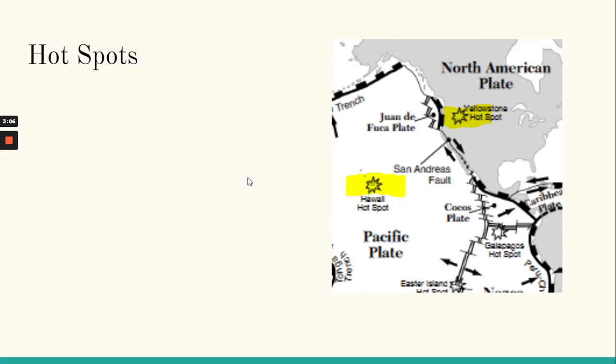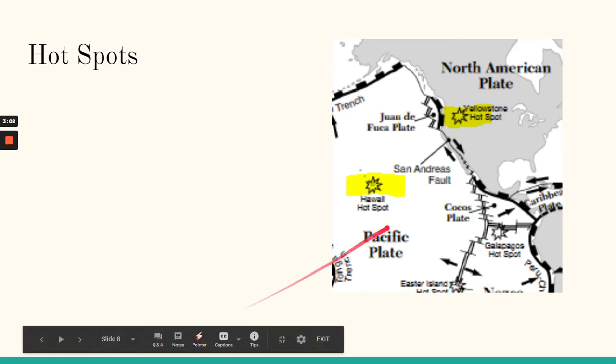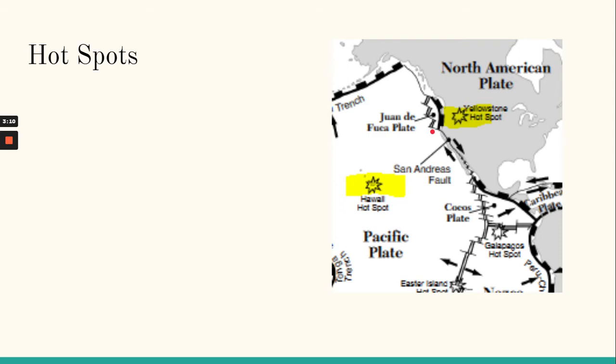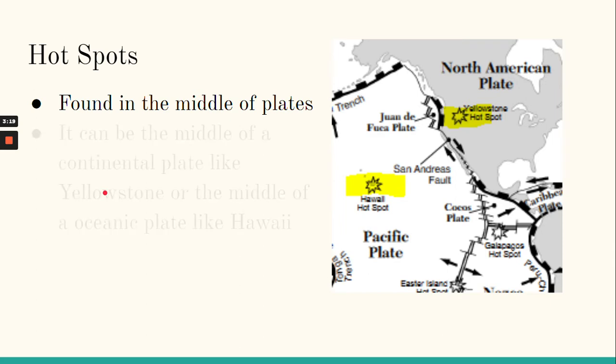So now let's talk about hotspots. Here we have highlighted the Hawaii hotspot and the Yellowstone hotspot. Both of those are part of the United States, although they are located on different plates. These are typically found in the middle of plates, so away from plate boundaries.